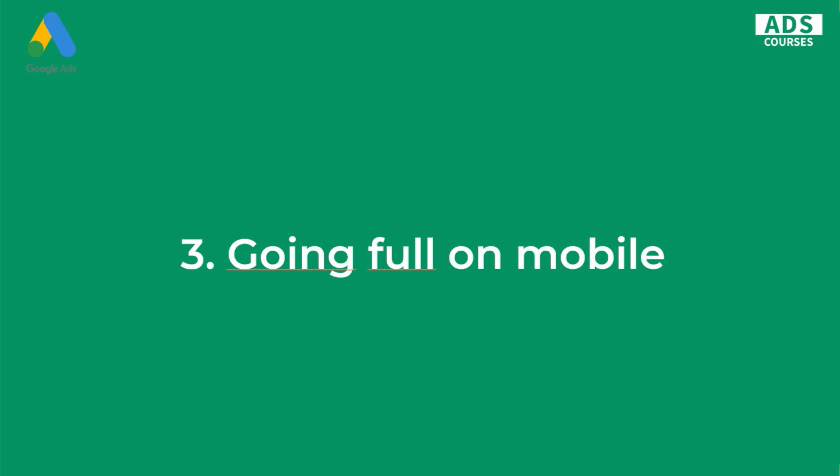You can always increase it or decrease it even more, or even turn it off if it doesn't work for you, because mobile has this tendency to actually burn the budget in GDN.